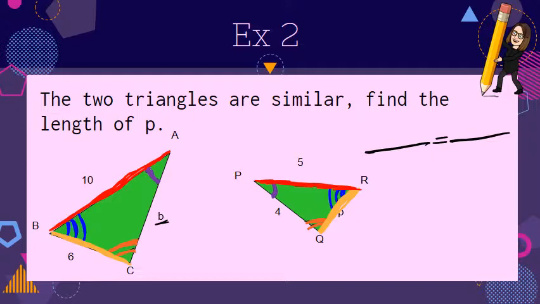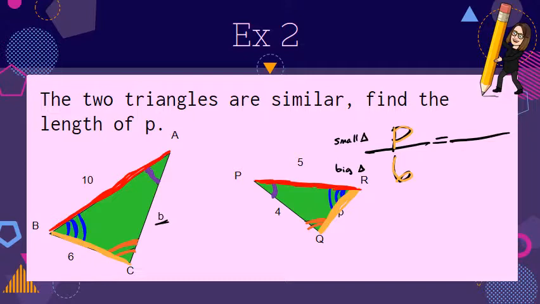So let's start with the letter I'm trying to find, which is P. P was part of my yellow side, okay? Which means my other yellow side on the big triangle was 6. 6 is my other yellow side. So currently I have a relationship where I'm going small triangle to big triangle. So let's keep that up.